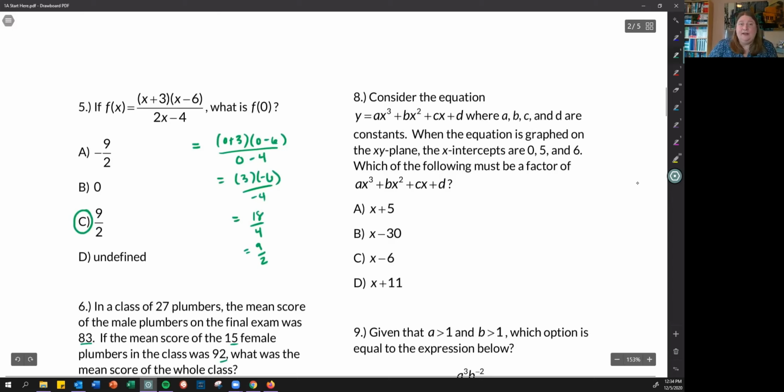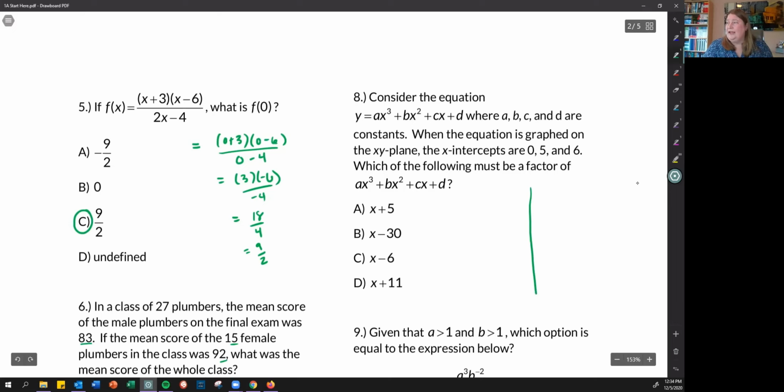Number 8, we're going into a little bit more advanced algebra here. We're talking about a cubic function, and we've got the x-intercepts, and we need to discuss the factors. So this is not a hard question as long as you have the background knowledge on these topics. So let me give you that background knowledge, and then you'll see there are not very many steps at all here.